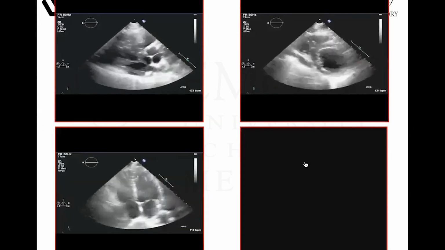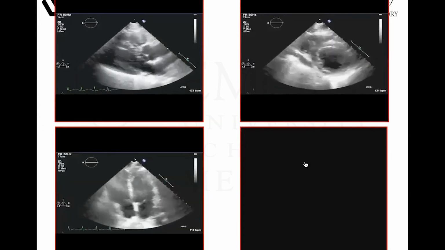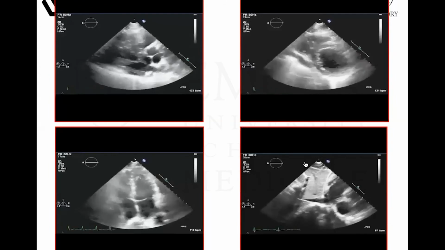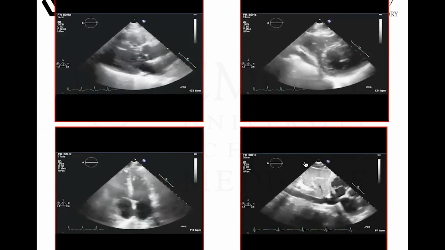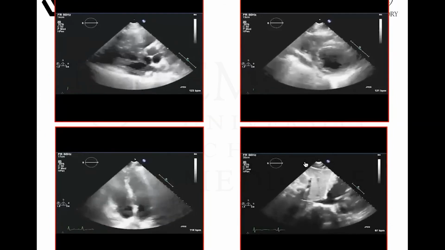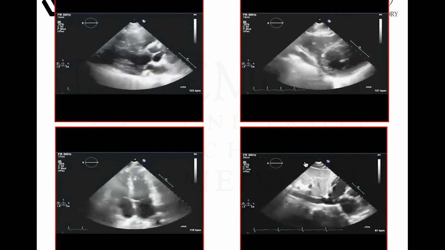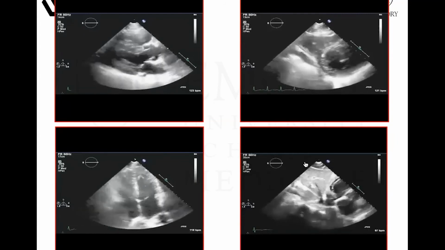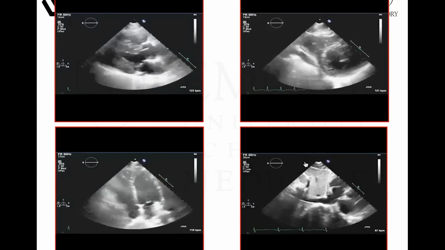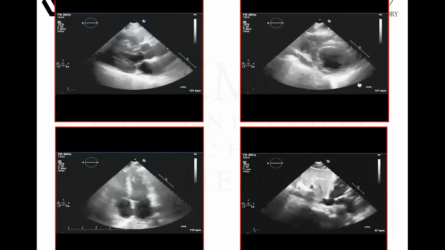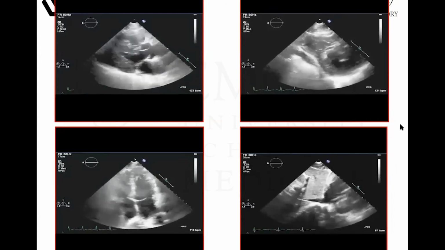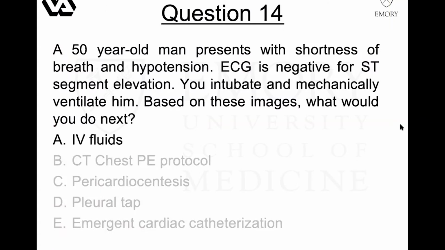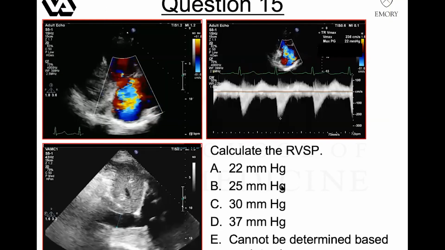So Dev is going to tell us what he is going to do next. I would give IV fluids. Correct. And what is the basis for that? It looks like there's a hyperdynamic LV, tachycardic, and collapsed IVC. You got it. Good job. Excellent. IV fluids. Okay.